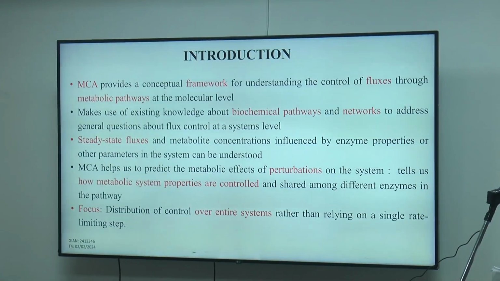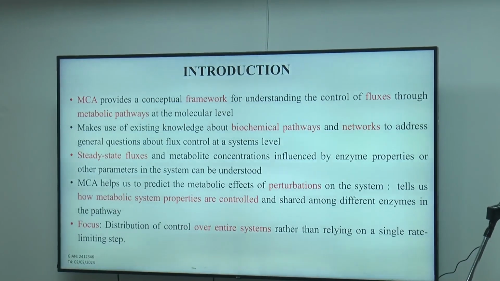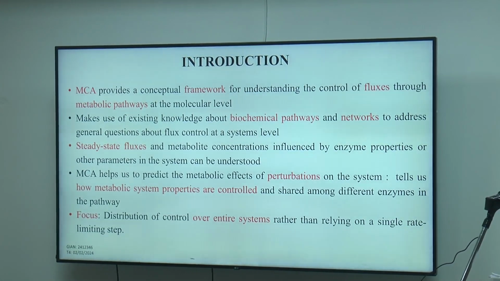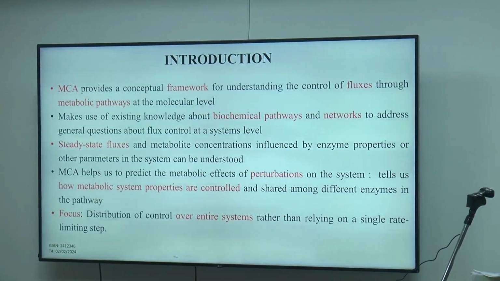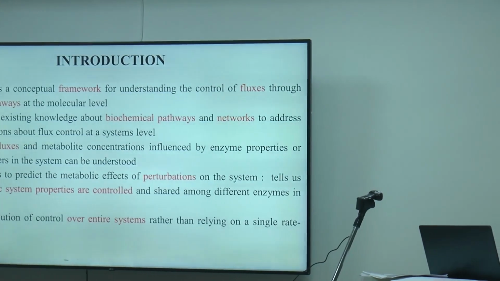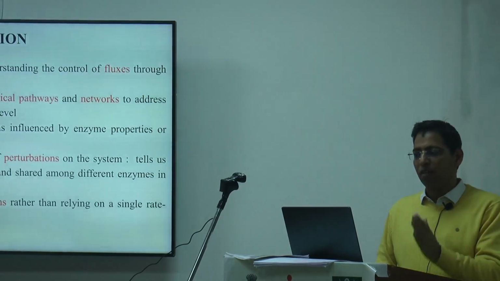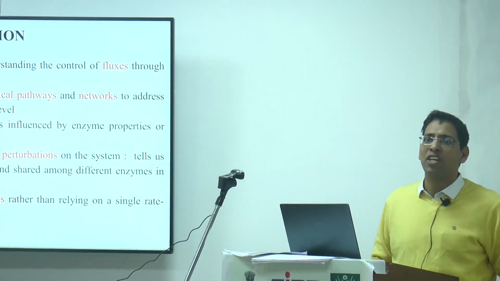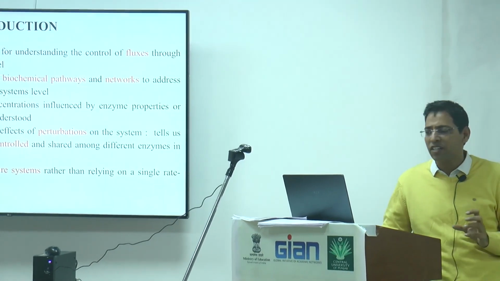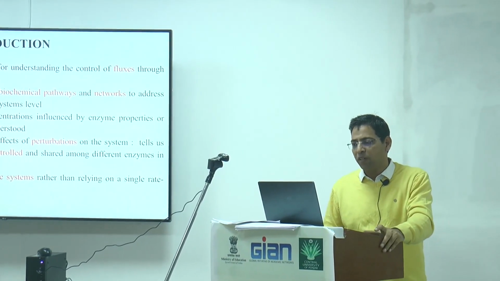There are 2 points, that is the steady state fluxes and metabolite concentration. These are the 2 parameters. We will discuss these 2 parameters in detail. These 2 parameters influence the enzyme property and other parameters of the system. So there is a direct correlation between the steady state flux, metabolite concentration and the enzyme activity. We try to understand how the metabolite concentration and steady state fluxes influence the enzyme property also.